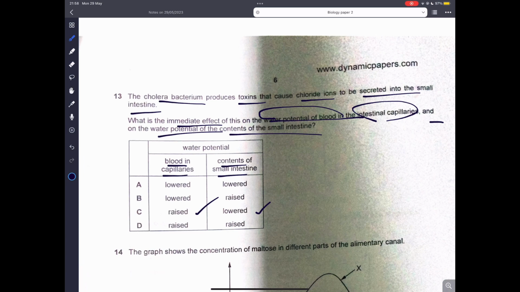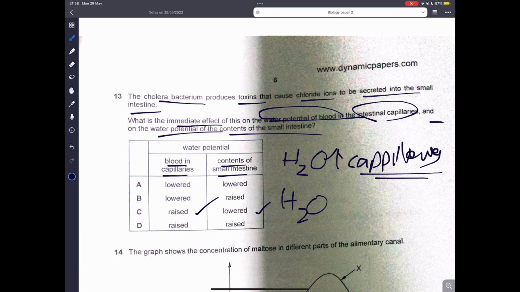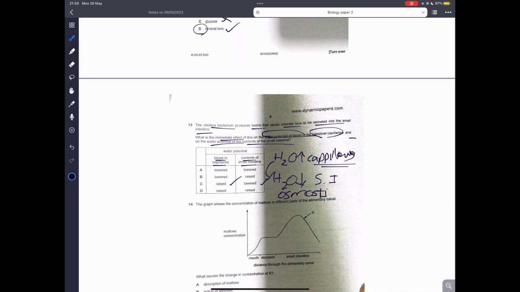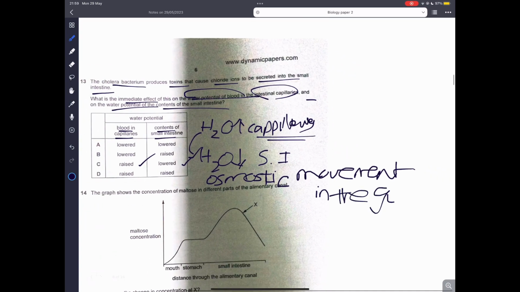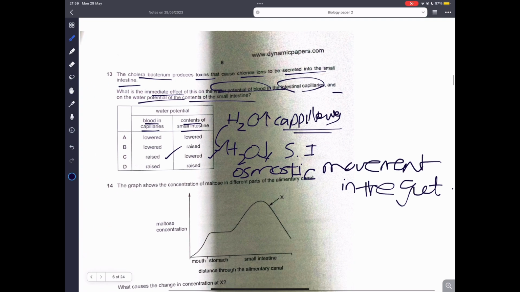if the water concentration in the capillaries rises, then the water would move out from higher water potential to lower water potential in the small intestine. So this is by osmosis, and therefore this bacterium essentially produces a very strong osmotic movement. Therefore it causes diarrhea, and in the worst case scenario it may cause death.